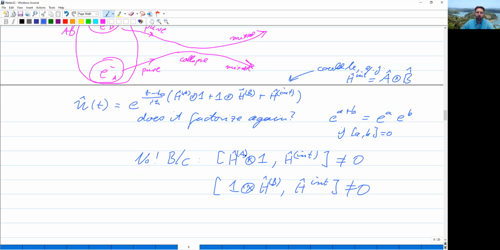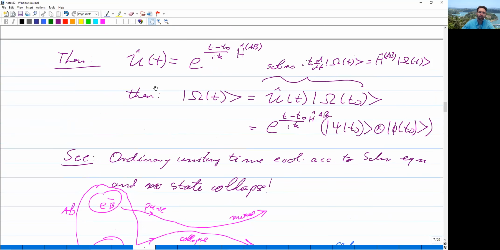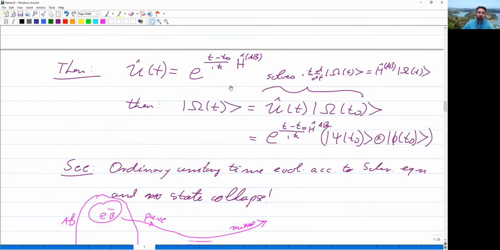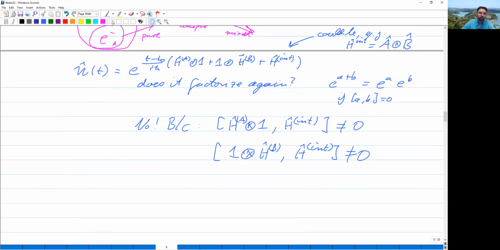Why is that? Well, let's remember what the interaction Hamiltonian could be in a reasonable situation, such as if there are 2 electrons that scatter off each other. Then we would have that the free Hamiltonians look like this, p squared over 2m, p squared over 2m, and then the interaction Hamiltonian is 1 over the distance between the locations. And the key thing here to notice is that these P_A operators are not going to commute with these X_A operators. And these P_B operators are not going to commute with these X_B operators. Therefore, they don't commute.